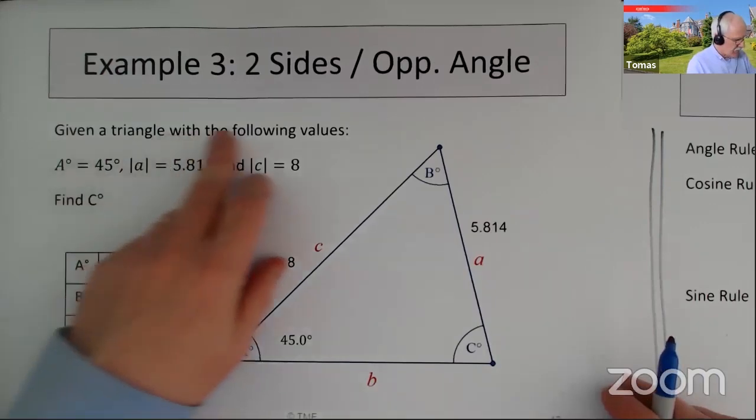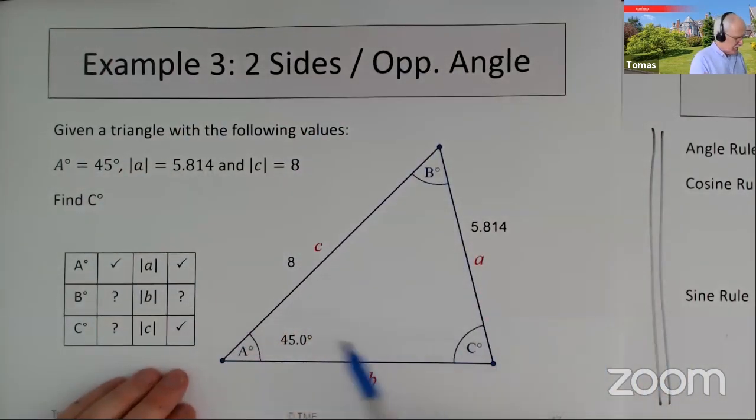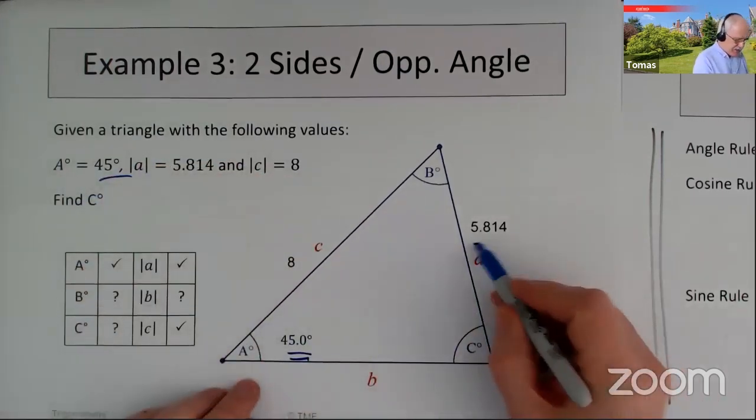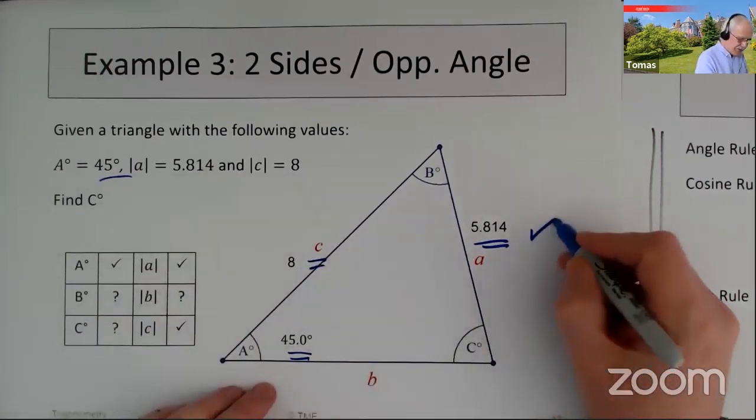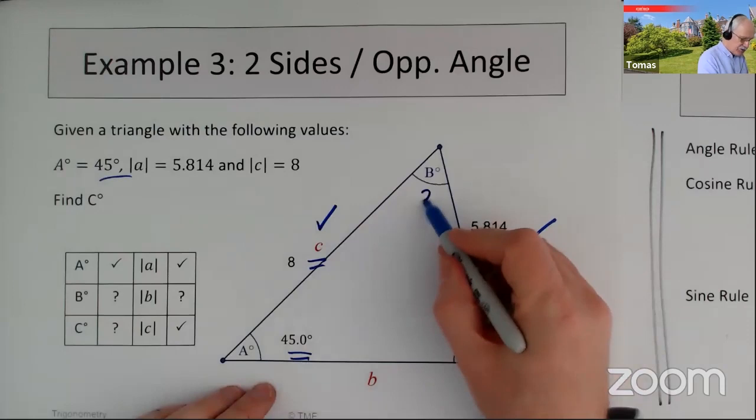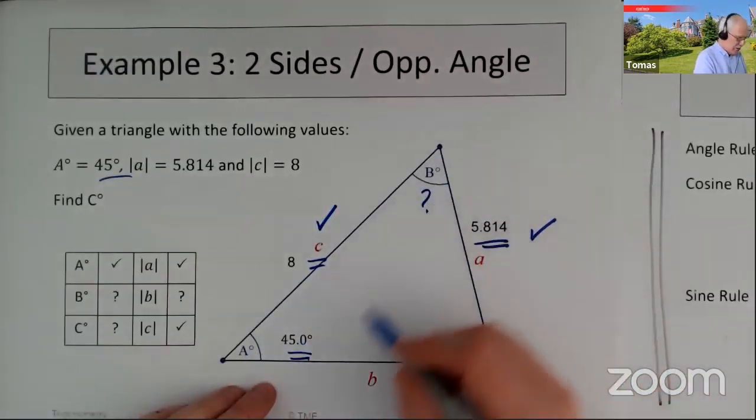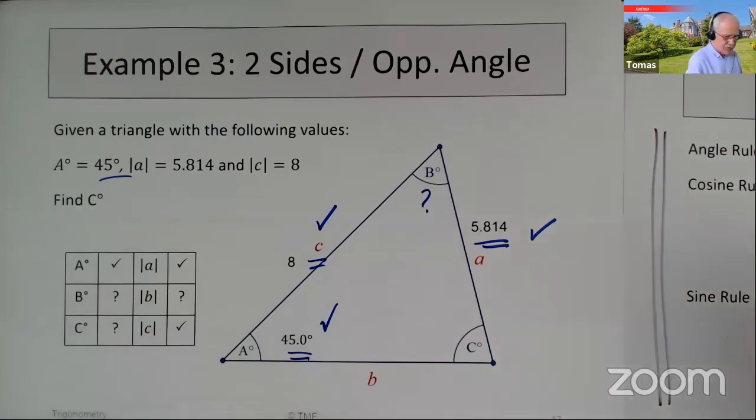Now, the next example, 2 sides and an opposite angle. Here you're told that the angle is 45. The side is A and the other side is here C. So you're told this side and this side, but you don't have the angle in the middle. That's one side, and the other side you don't have, but you have an angle over here. So which one are you going to use for that? Have another minute and see which one you'd pick.